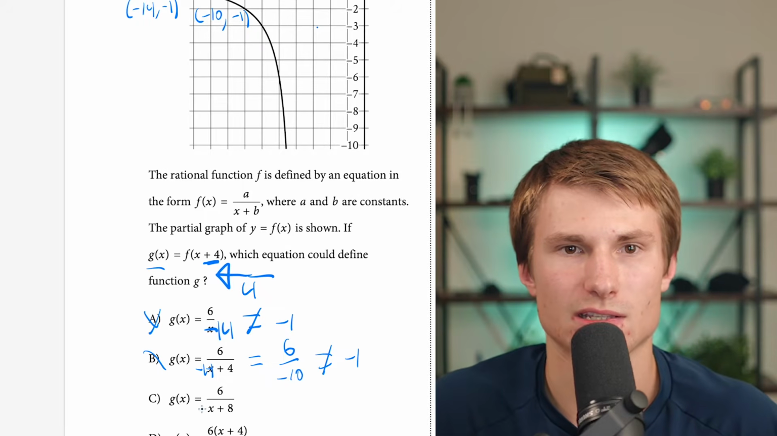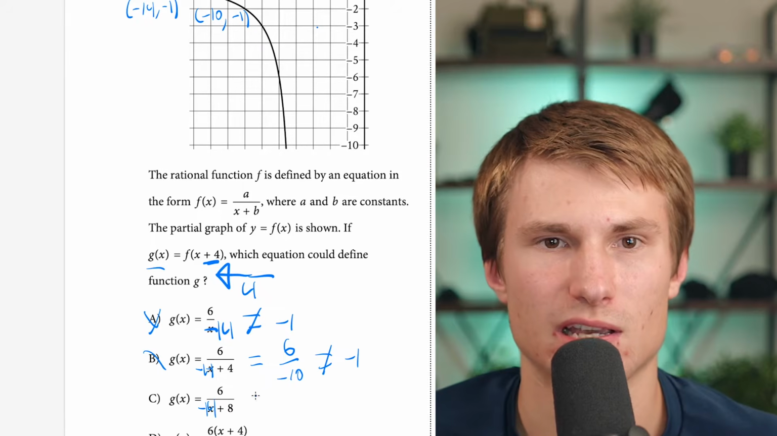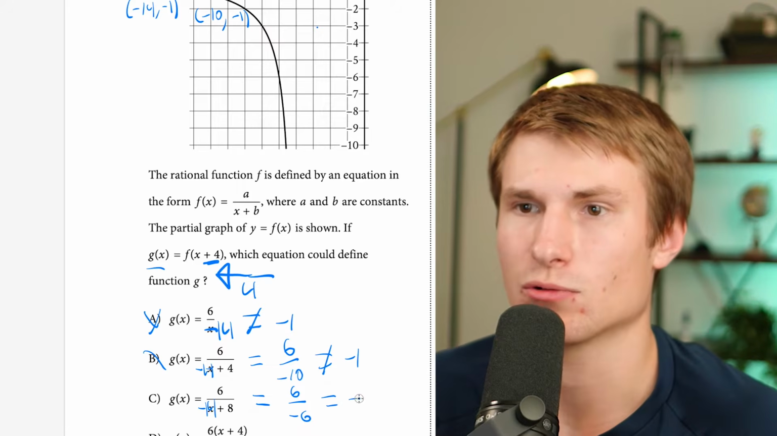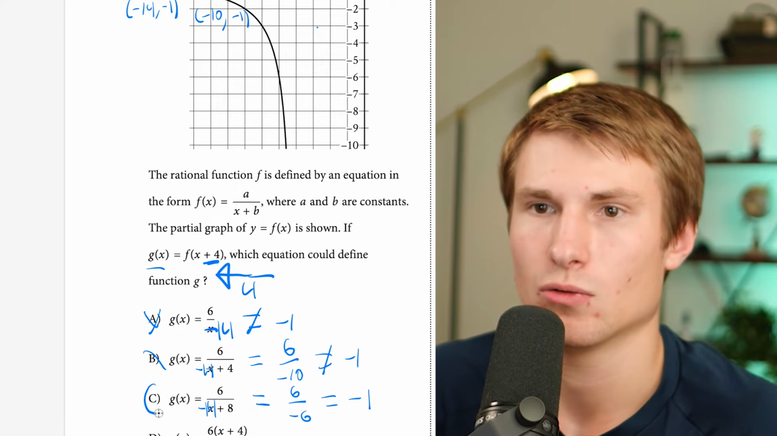Option C, I got 6 over -14 plus 8. -14 plus 8 would give us a -6. That'd be 6 over -6, which is equal to -1. So I know that C would be my right answer there.